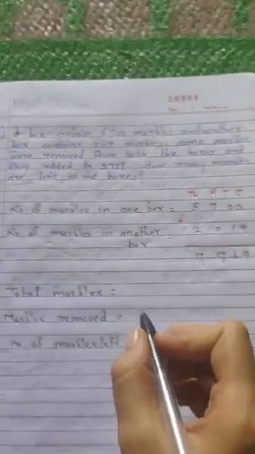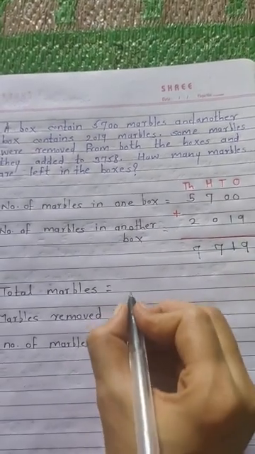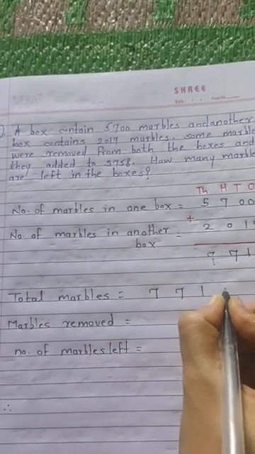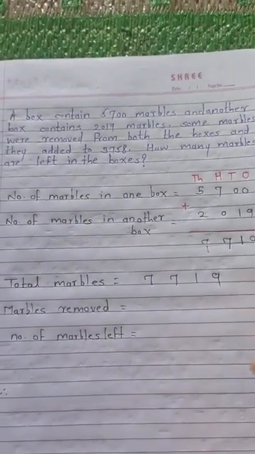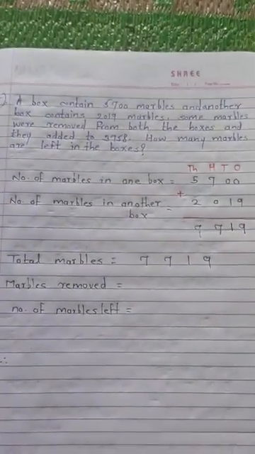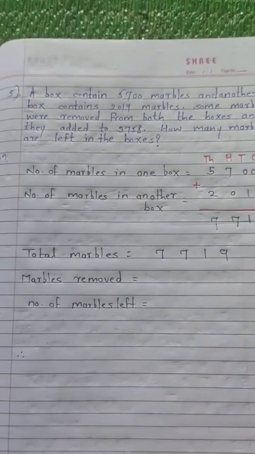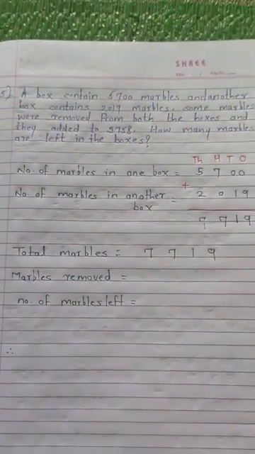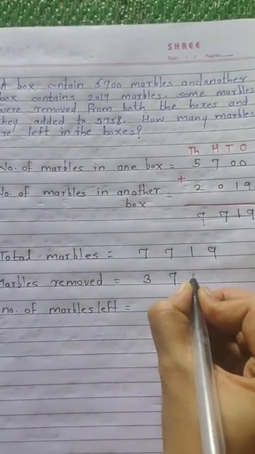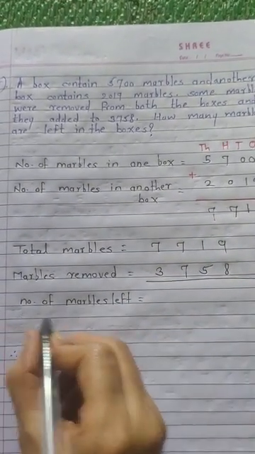So the total number of marbles is how many? 7719. So the total number of marbles are 7719 from those two boxes. Now, how many marbles are removed from that? That is 3758 marbles are removed from both the boxes. So we will write it as 3758 marbles are removed. So how many marbles are left?